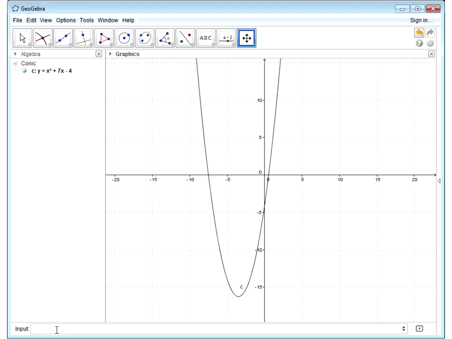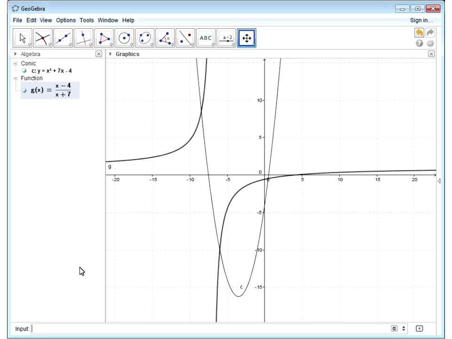All right, so let me delete this one, and let's put it in with the proper use of parentheses here. So g of x equals, open parenthesis, x minus 4. Do you notice when I hit the open parenthesis, it actually puts the closing parenthesis there for me. So then I put my forward slash for division, and then I'm going to put my x plus 7 in parentheses on the bottom and hit enter.